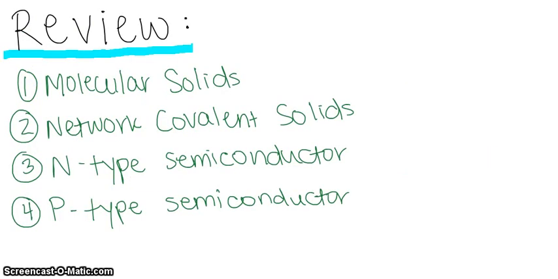So now let's do a quick review. So first we have molecular solids, which are held together by IMFs. They're soft. They have an average melting point, and they are poor thermal conductors. Network covalent solids are held together by covalent bonds. They're hard, they have a high melting point, and are generally poor conductors.